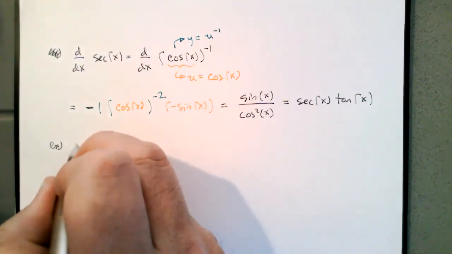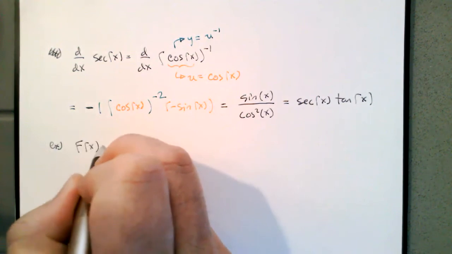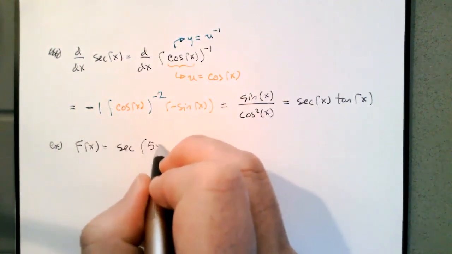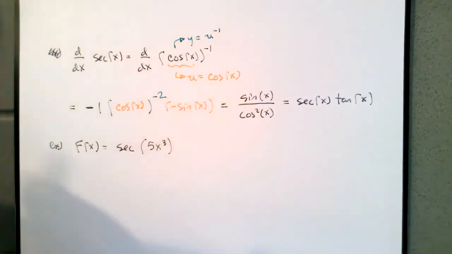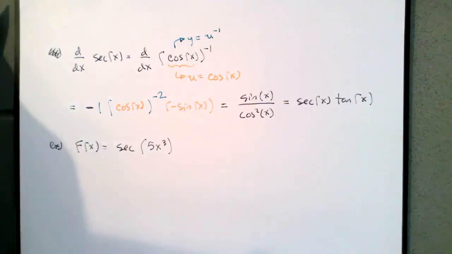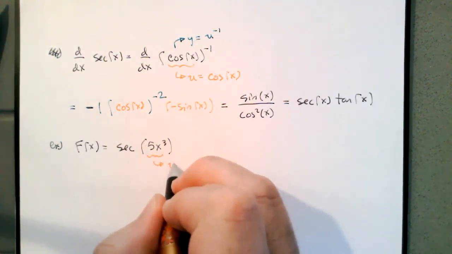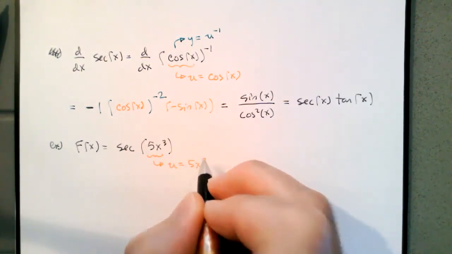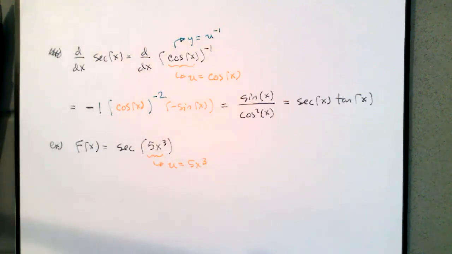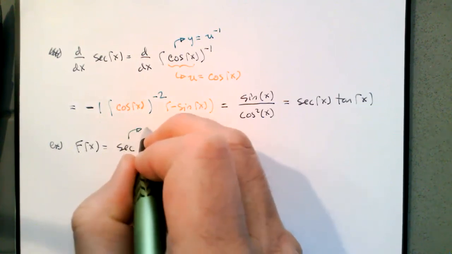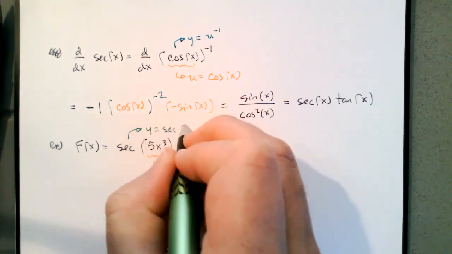If, for example, I have a function of x, let's say capital F of x, is the secant of 5x to the third. We're going to read the inside as 5x to the third. And the outside function, or the function that the 5x to the third is plugged into, is the secant function. So my y function is just secant of u.